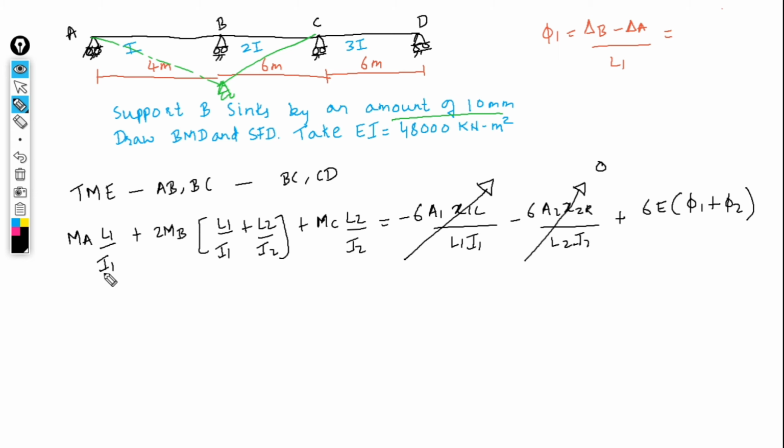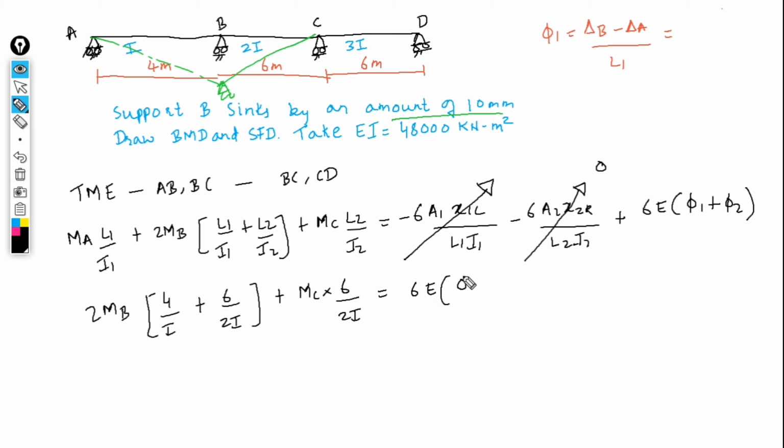So you can write the equation. A is a hinge support, so this part will be cancelled. What remains here: 2 MB, L1 is 4 meter, 4 by I1 is I, plus L2 is 6 meter, 6 by 2I, I2 is 2I, bracket closed, plus MC L2 is again 6 meter, I2 is 2I, equal to 6E phi1 plus phi2.